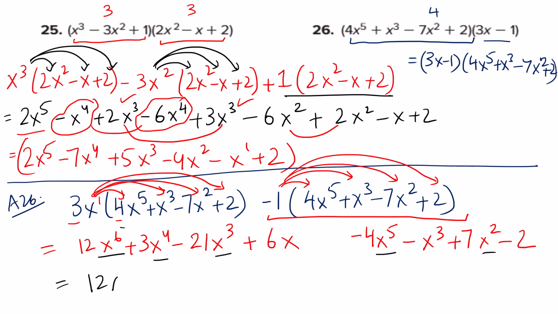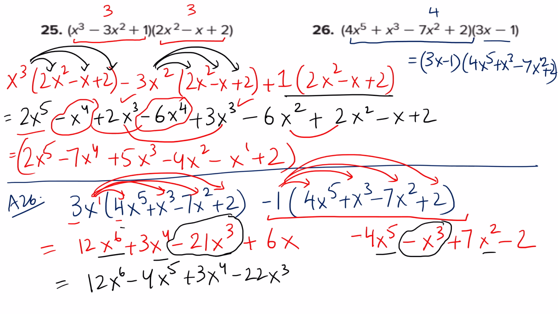So for 12x6, I don't have any like term. I write it like this. For 4x5 also no like term. For 3x4 also no like term, but for power 3 I have a like term. So this minus 21x cube and minus x cube will combine, it will give minus 22x cube. Then for power 2 I just have this one term, so 7x square. Next is 6x minus 2. So this will be the final answer. 12x6 minus 4x5 plus 3x4 plus, sorry, minus 22x cube plus 7x square plus 6x minus 2.